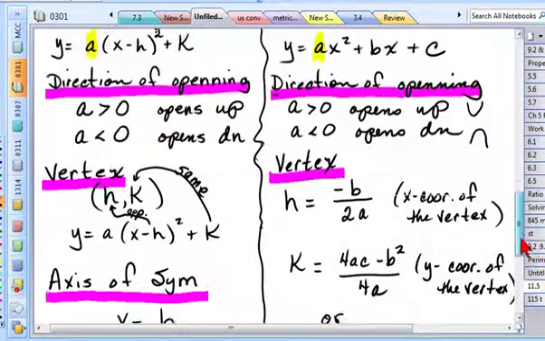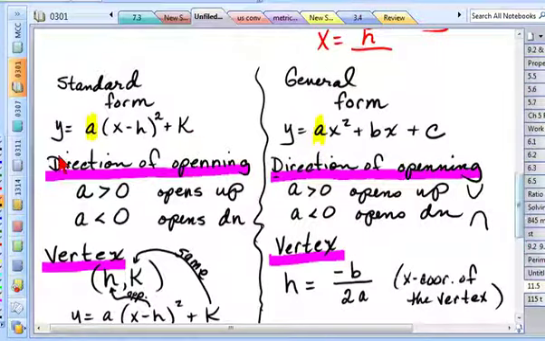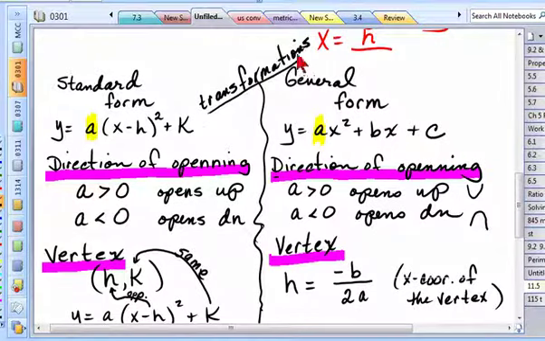If instead your quadratic function, now I've moved over to the left side, happens to be in standard form, which looks like this, I want you to think back about transformations. Remember that this number on the outside tells you how it shifts up or down. The number on the inside tells you how it shifts left or right, opposite of whatever the sign is. Okay, so let's go on.